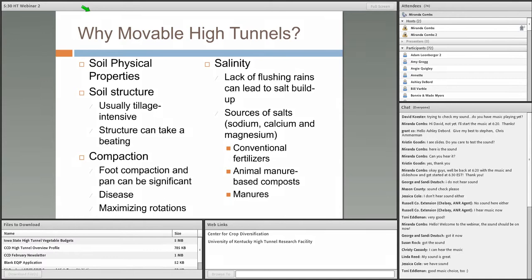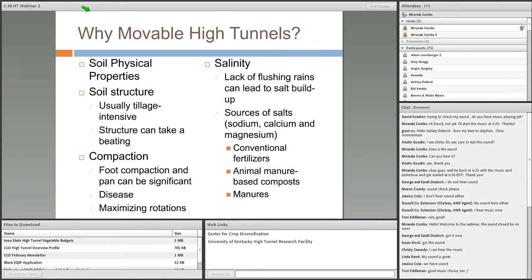So different things like your soil structure tends to degrade over time. Things can get compacted in there with just a lot of foot traffic and things like that. If you're growing tomatoes all the time, which is quite common, you might want to rotate to a different spot to get disease out of there.